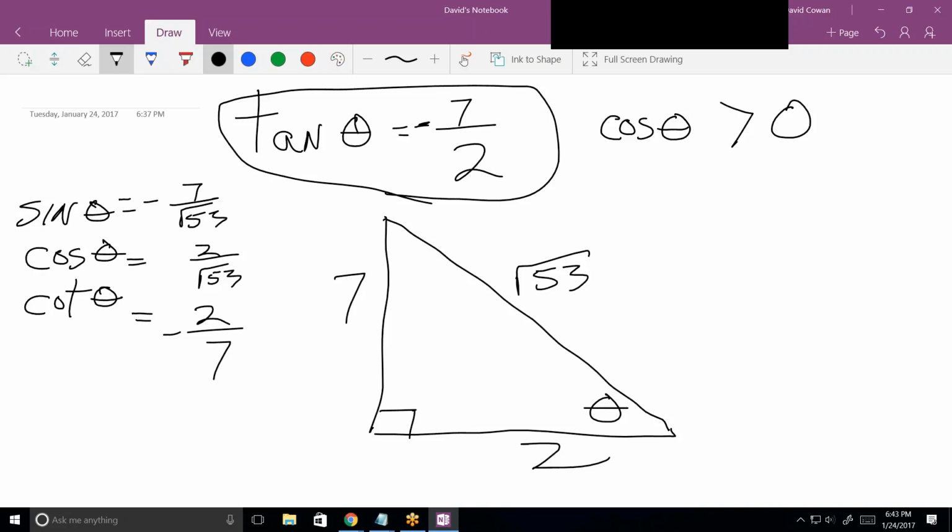Right, so then you can... That can only be the fourth quadrant. It can't be the first, can't be the second, because cosine's negative in the second. Can't be the third, because tangent's positive in the third. So it has to be the fourth.